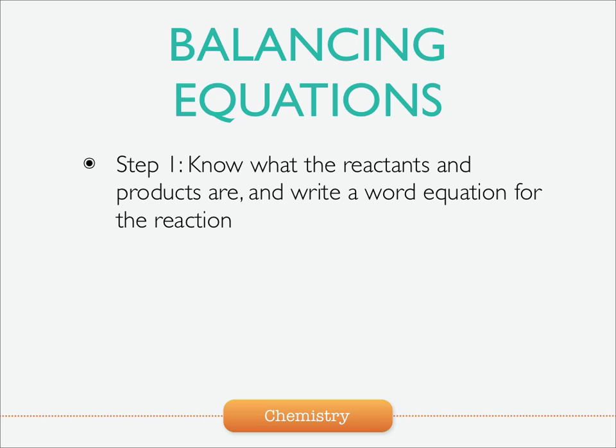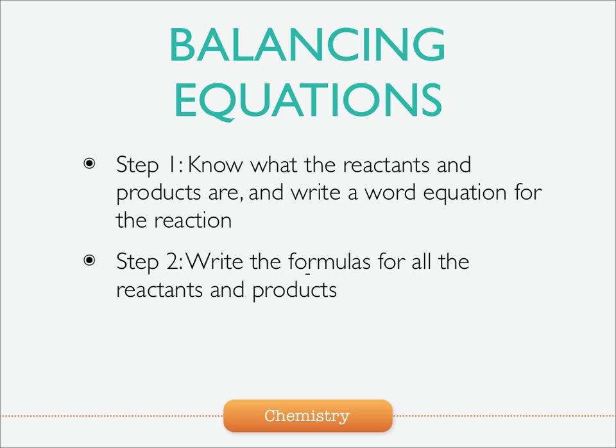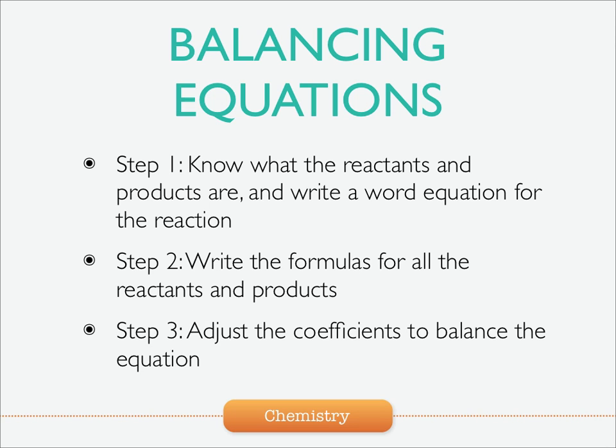All right, so let's talk about the steps that you go through when you balance equations. Step 1 is you need to know what the reactants and products are, and it says write a word equation for those. So give just a very simple word equation about what you're looking for. The second step is to then turn those words into formulas for the products and the reactants. And the third step is to change the coefficients.